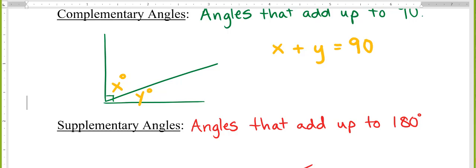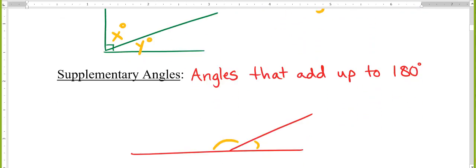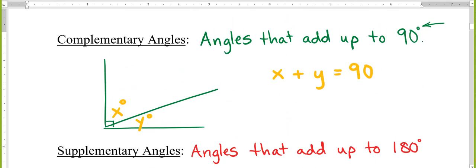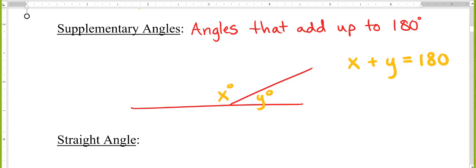For supplementary angles, if you knew that this one was x degrees, this one was y degrees, what would your equation be? X plus y equals 180. Perfect. Beautiful. We're going to use that later to do some examples. Complementary, you add them up to 90. Supplementary, you add them up to 180.